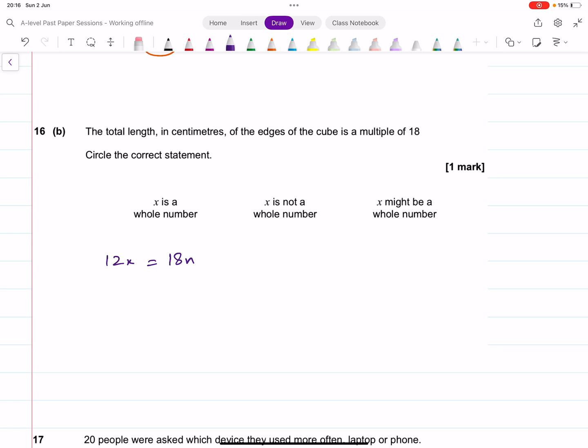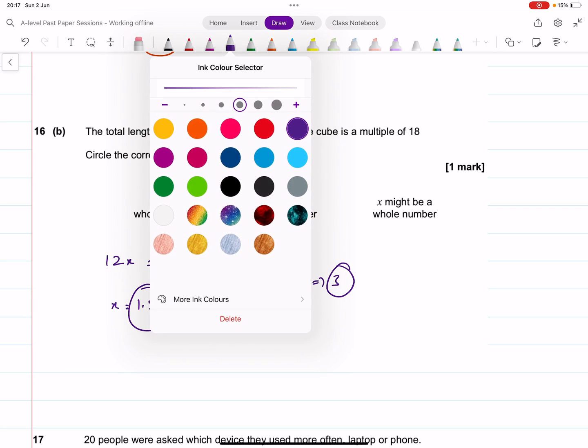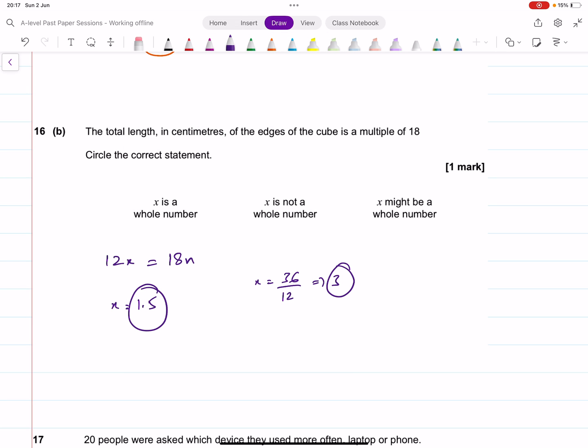Now, does that mean x is a whole number? Well, we can't say for sure, because if the sum was 18, for instance, x would turn out to be 18 over 12, that's 1.5. But a multiple of 18 could also be 36. In that case, we would say 36 over 12, and that's a whole number, that's 3. So it might not be a whole number, it might be a whole number, we can't say for sure. Now, what are the options? X is a whole number, x is not a whole number, x might be a whole number. So x might be a whole number, we can't say for sure.